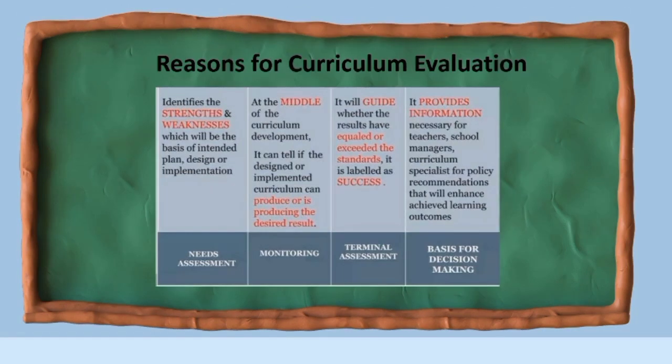In the first column, it identifies the strengths and weaknesses which will be the basis of intended plan, design, or implementation. So it belongs to needs assessment. In the second column, at the middle of the curriculum development, it can tell if the designed or implemented curriculum can produce or is producing the desired results. So it belongs to monitoring. In the third column, it will guide whether the results have equaled or exceeded the standards, and it is labeled as success. So it belongs to terminal assessment.